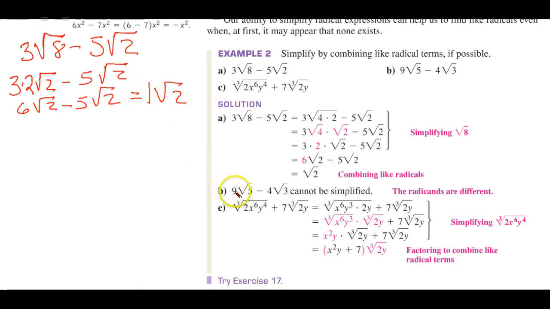Now for letter B, as we look down here, this is square root of 5, square root of 3. That cannot be simplified. So let me set this one up for you.